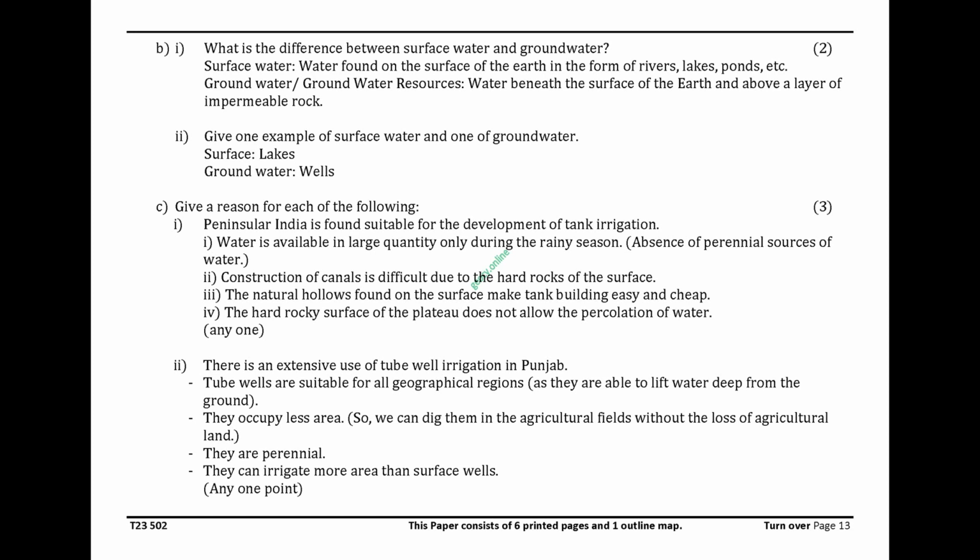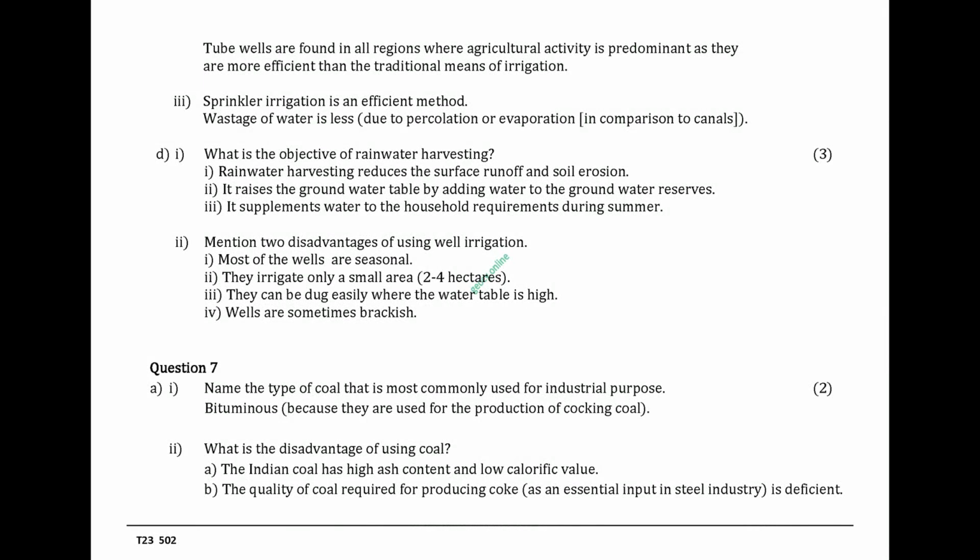Any one. There is an extensive use of tube well irrigation in Punjab. Tube wells are suitable for all geographical regions, as they are able to lift water from deep in the ground. They occupy less area, so we can dig them in the agricultural fields without the loss of agricultural land. They are perennial. They can irrigate more area than surface wells. Any one point. Tube wells are found in all regions where agricultural activity is predominant, as they are more efficient than the traditional means of irrigation.